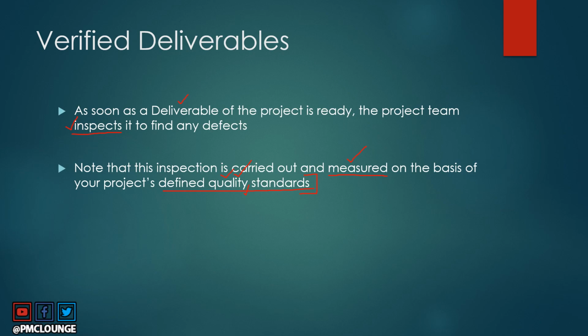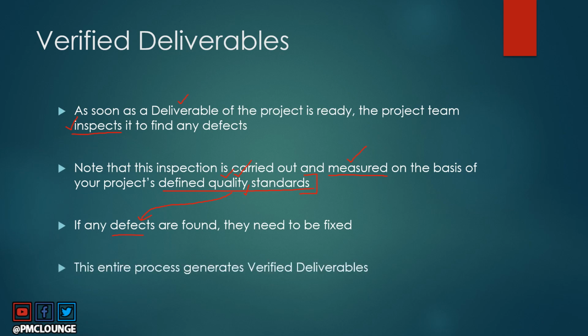This is very important. Now, if you find any defects when you have done your measurement against the quality standards, if you find something which is not up to the mark of the defined quality standards, that could be a defect. So when a defect is found, of course, the defect needs to be fixed. Now, this entire process generates verified deliverables. Remember, we are not saying that these deliverables are 100% defect free. We are just saying that these are verified deliverables. These have been verified. If they found defects, fine. If they did not find defects, still fine, right? But the deliverable as such has been verified.